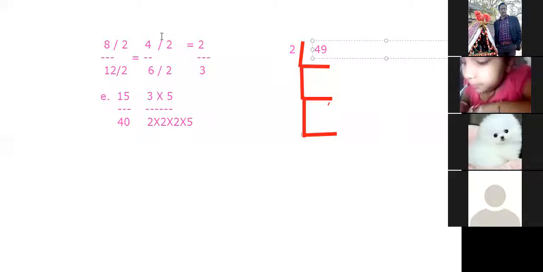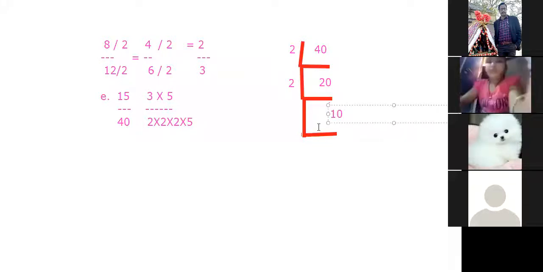Now when we divide this 40 with 2, we get 20. And when we divide this 20 with 2, we get 10. And when we divide the 10 with 2, we get 5 here. So you can see this is how you can do the prime factorization. The prime factors of 40 are 2 into 2 into 2 into 5.